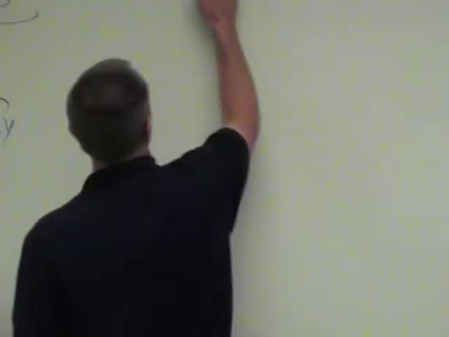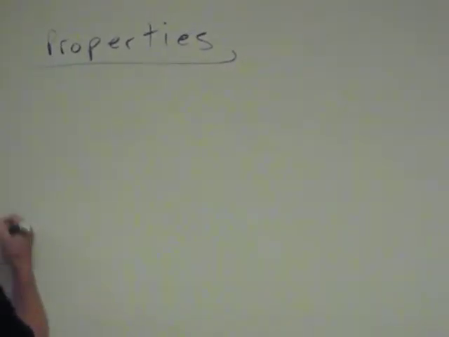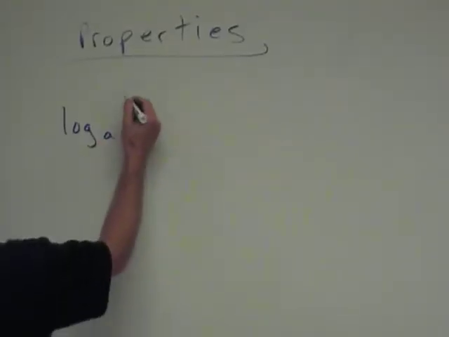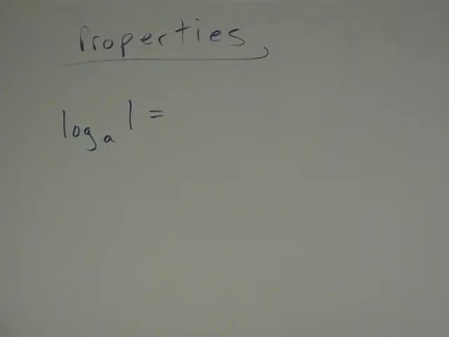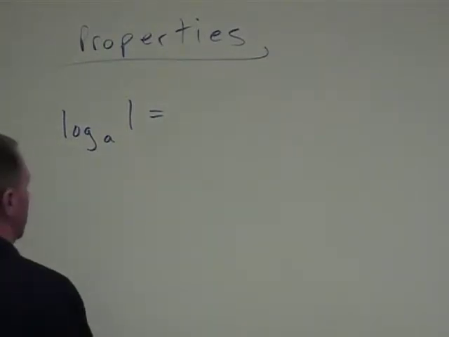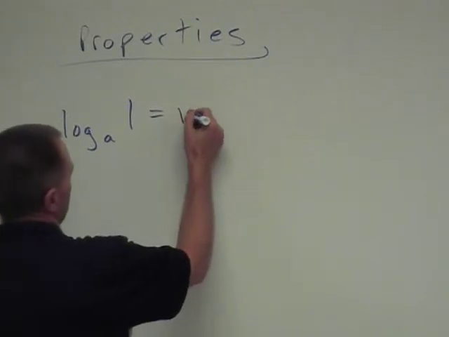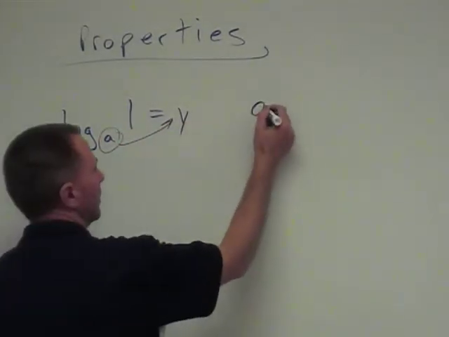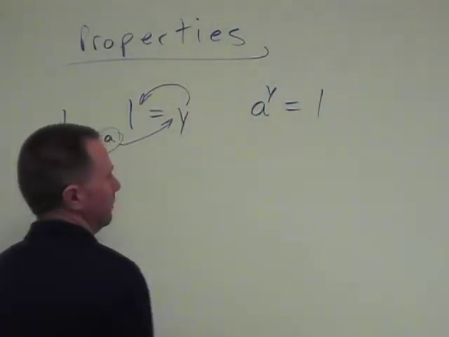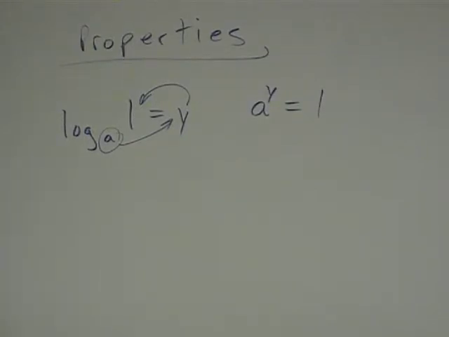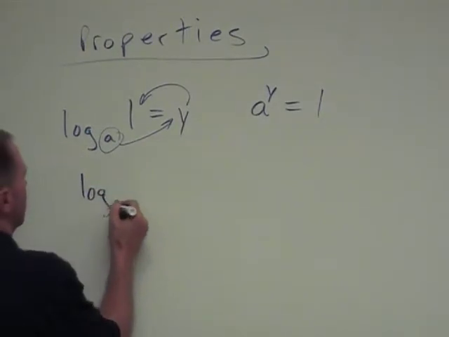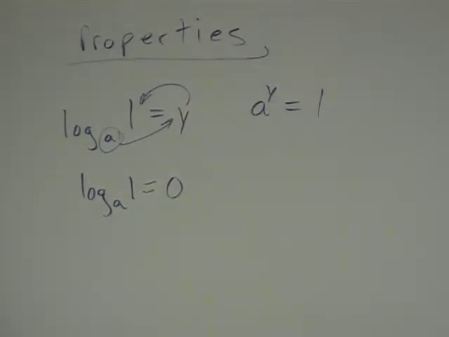So here are some properties, aka shortcuts, that you were taught in Algebra 2. Log base A of 1 equals something. Anybody know what the log of 1 is? 0. If we put this in exponential form, A to the y equals 1. What does the exponent have to be for your answer to be 1? 0. Anything to the 0 power is 1. So y equals 0, so log base A of 1 equals 0.